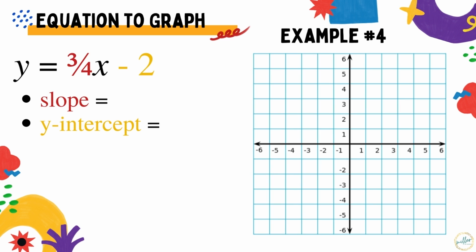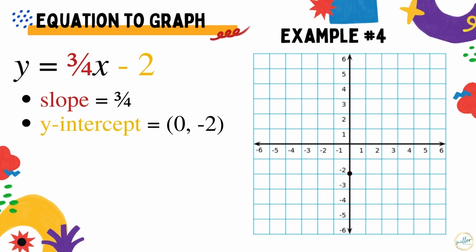Example number 4, y equals 3/4 x minus 2. The slope is 3/4, and the y-intercept I can see on the equation is negative 2, or at the point 0, negative 2. So the first thing we're actually going to do is graph the y-intercept. So here's a point on 0, negative 2.